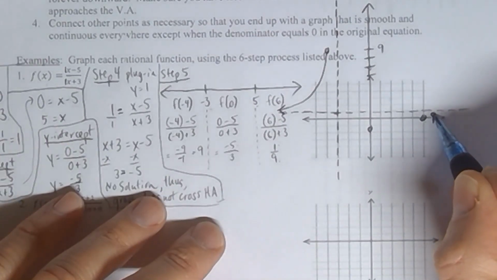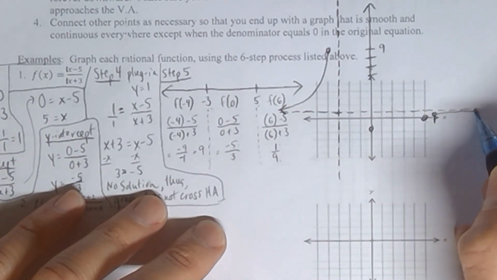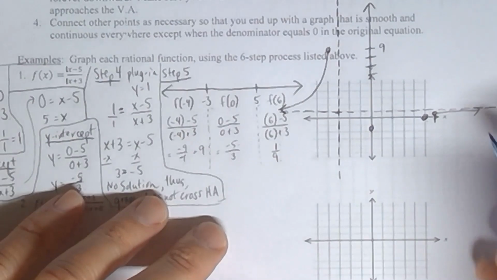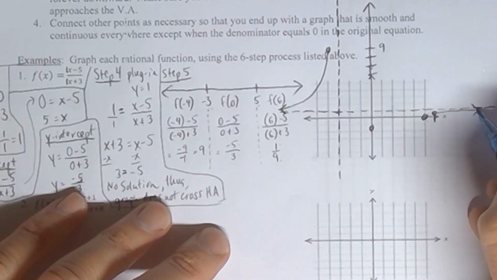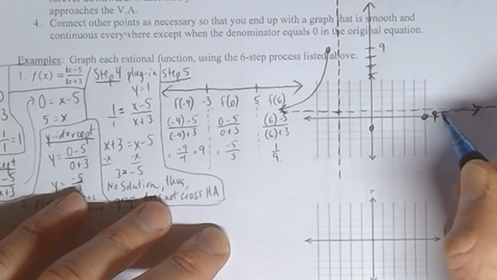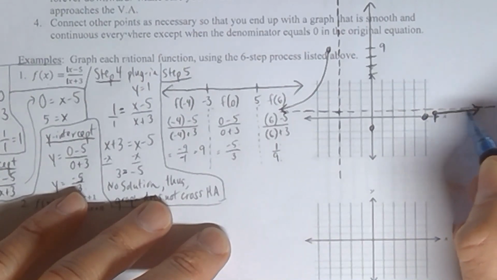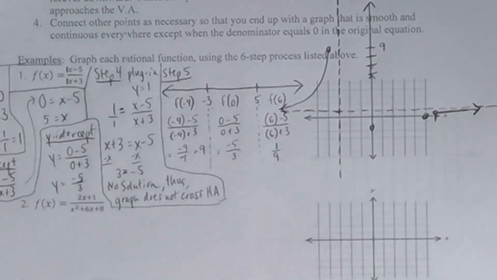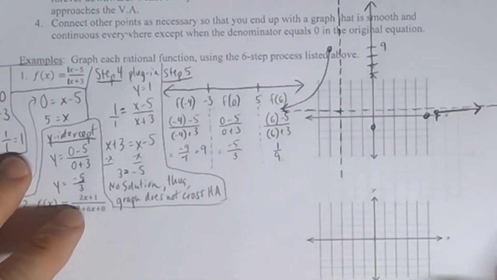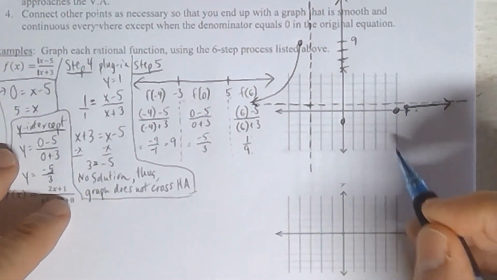Okay, getting closer and closer to the horizontal asymptote without what? Without touching it, right? Okay, and again, the arrow makes it look like that, doesn't it? It makes it look like it's not touching the horizontal asymptote, but it's getting closer and closer to it, and it's just kind of staying alongside of it there. All right, and that's exactly what it's supposed to do.